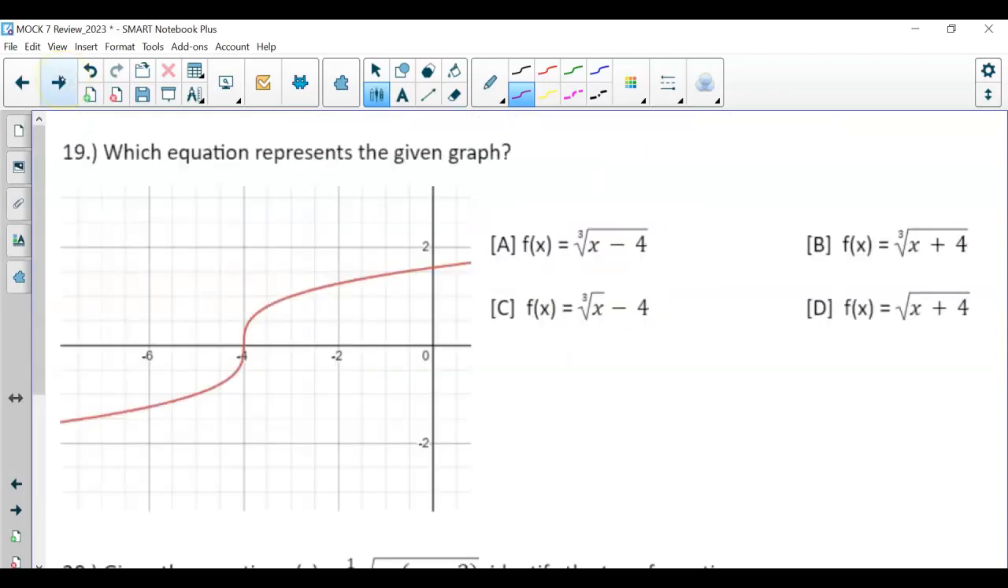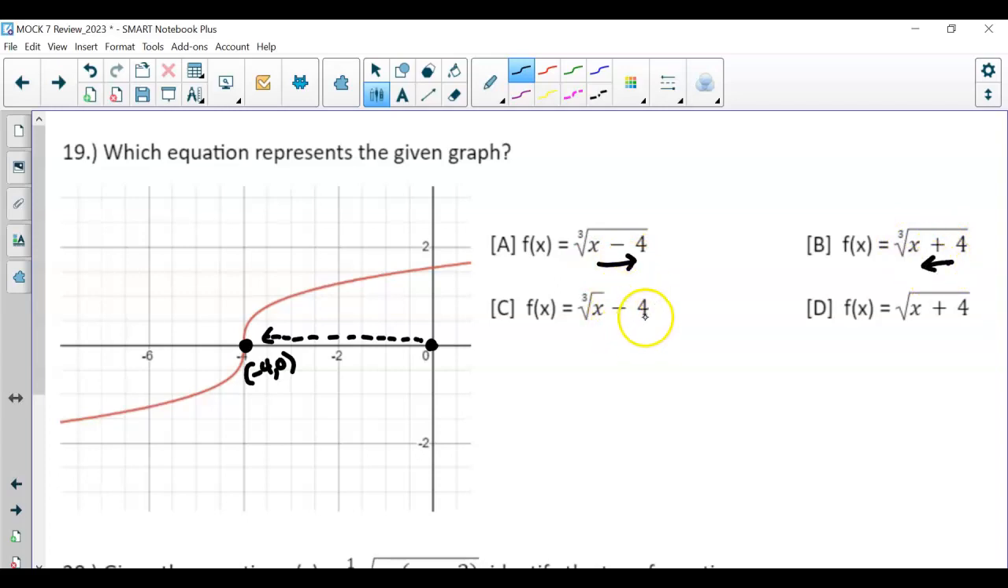Now, question 19. Remember, with our cubed root function, we're always starting at 0, 0. Notice how here that middle now got moved here to -4, 0, which means we went 4 to the left. So now let's look through to see which represents 4 to the left. Remember, inside, opposite. So this is to the right. Here, that's 4 to the left.